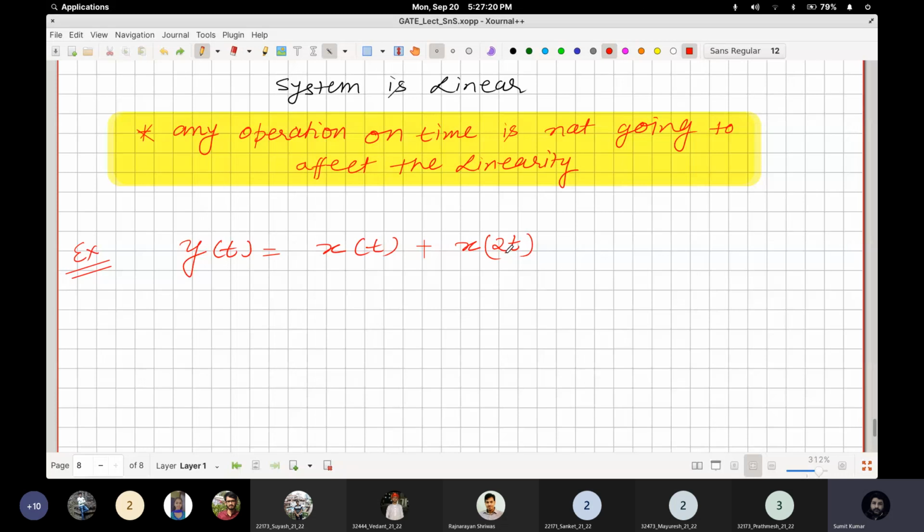So y(t) is equal to x(t) was linear or not? Linear, sir. Okay. y(t) is equal to x of 2t is also linear. So now we are adding two systems, both of them were linear. तो उनको ऐड करने पे सिस्टम हमारा नॉन लीनियर रहेगा कि लीनियर होगा, that is the question.